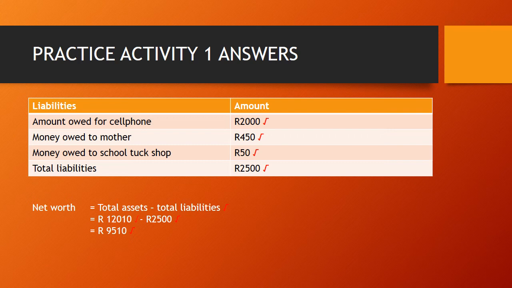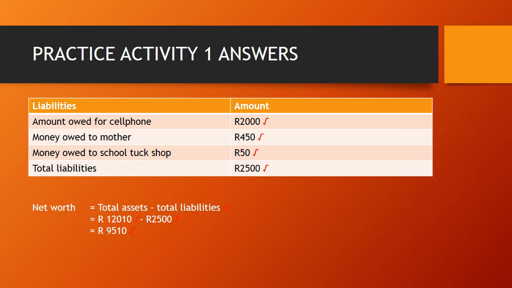For the fact that you've written the formula, you give yourself a mark. It equals 12,010 rand minus 2,500. And so for the fact that you've written the correct total asset amount, which is 12,010 rand, you give yourself 1 mark. And for the fact that you've written the correct total liability amount, which is 2,500, you give yourself a 2nd mark. And then at the end, you now need to get the total.